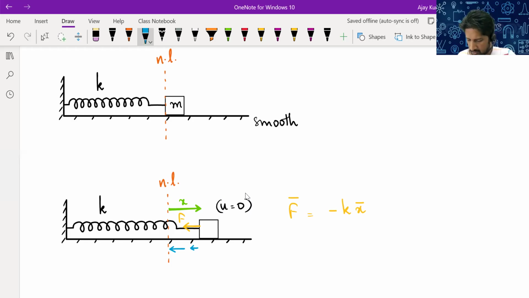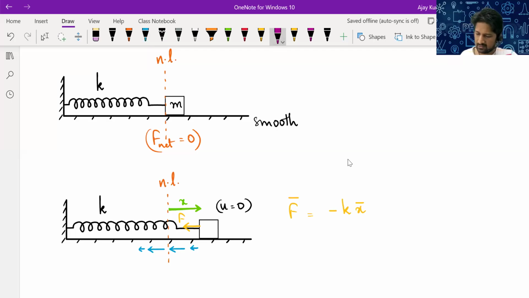Now, when the block goes to the opposite side of natural length or of mean position, we can say, mean position is the position where net force is zero. We have already identified that position. For a horizontally oscillating spring block system, the natural length of the spring itself is the mean position. So once the block reaches that mean position, it will have some velocity. It will cross to the other side. And when it goes to the other side of natural length or mean position, the spring is compressed. Compressed spring will start exerting a force in the outward direction. So the block will slow down. It will further slow down and stop somewhere on the other side.